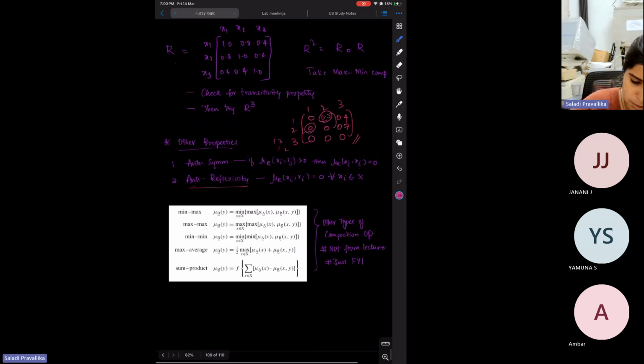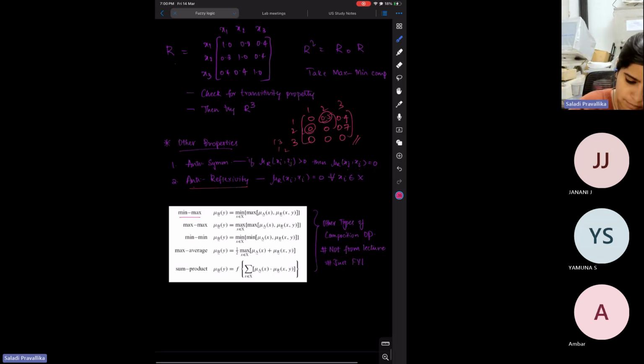Apart from these, that is where the NPTEL syllabus is done for this week. And apart from these, I have added a couple more composition operators apart from max min and max product compositions. So these are other types of composition operators in a similar way.